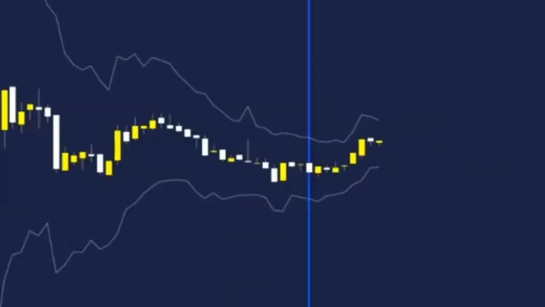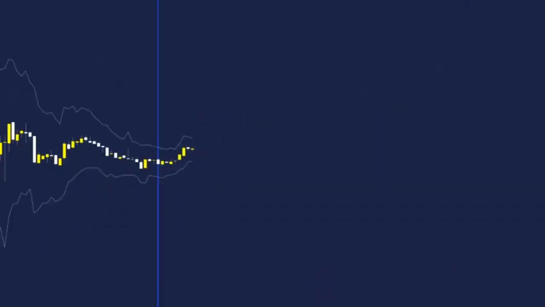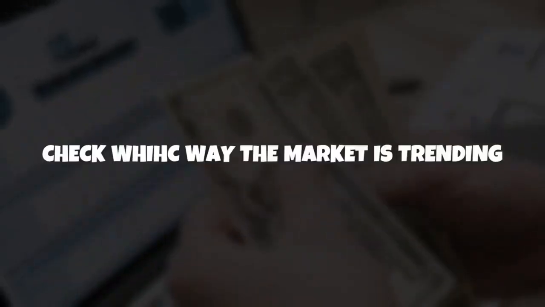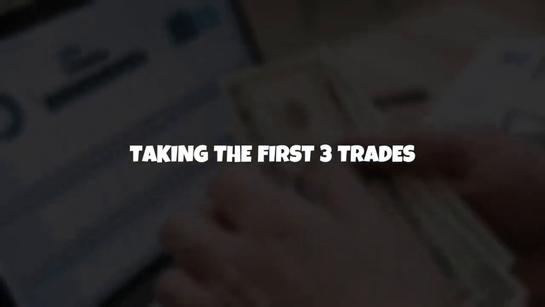Okay, so this blue line here represents the US session start, and as we can see before that, the price is very choppy on the market, and we definitely wouldn't want to be taking any of those buys and sells. But now that the market has started, we can focus on getting our first buy or sell trade. It's always good measure to check which way the market is trending to get an overall bias for direction, but for backtesting this, I will only be focusing on taking the first 3 trades.